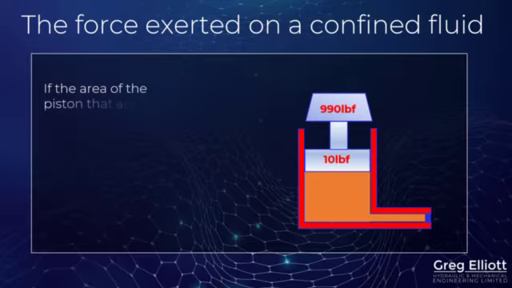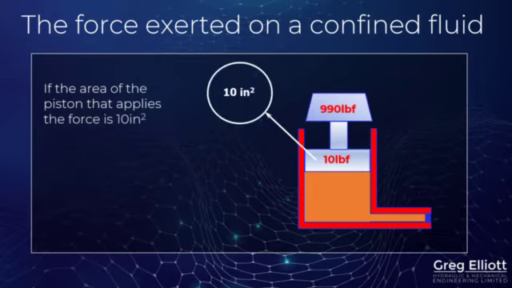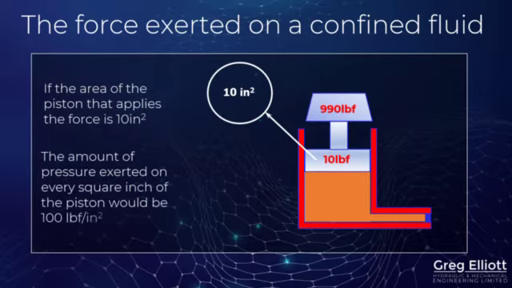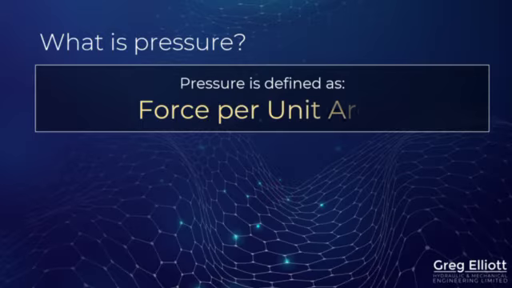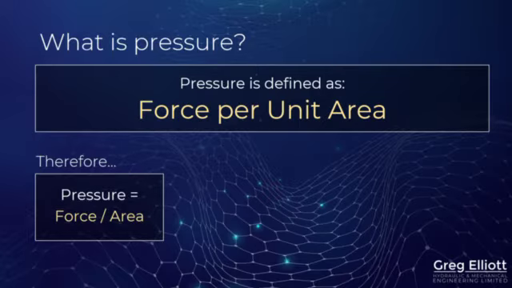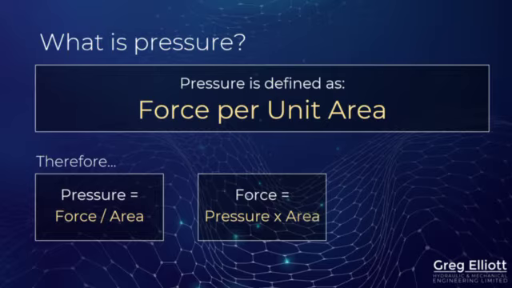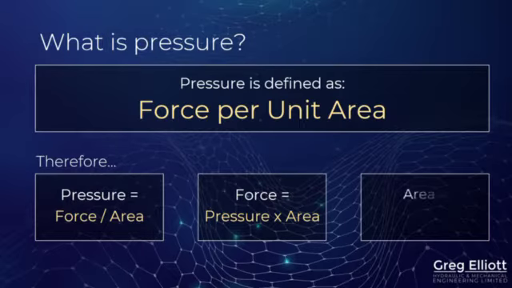If the area of the piston that applies the force is 10 square inches, the amount of pressure exerted on every square inch of the piston would be 100 pounds per square inch. Pressure is defined as force per unit area. Therefore, pressure equals force divided by area. Force equals pressure times area. And area equals force divided by pressure.